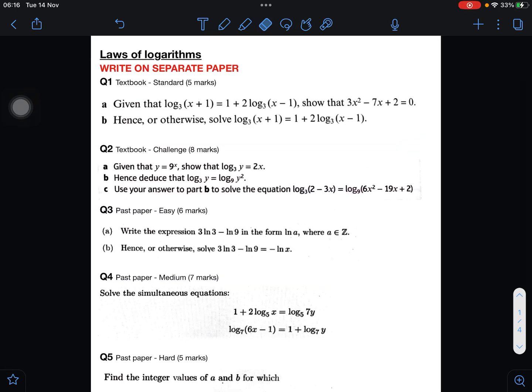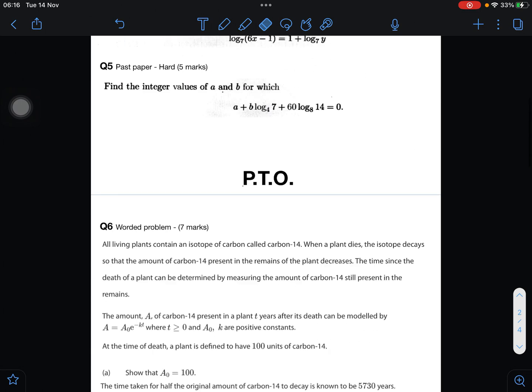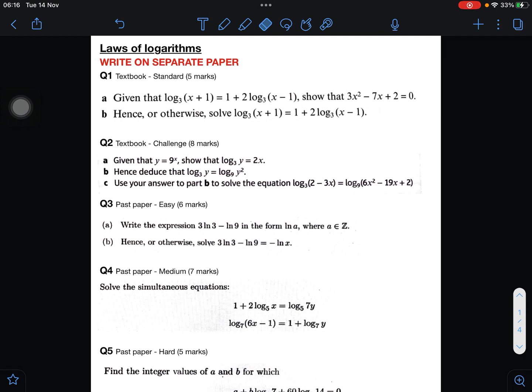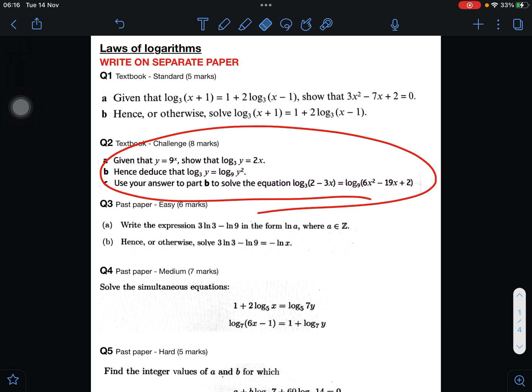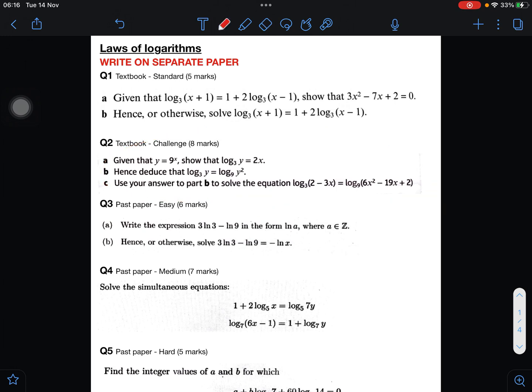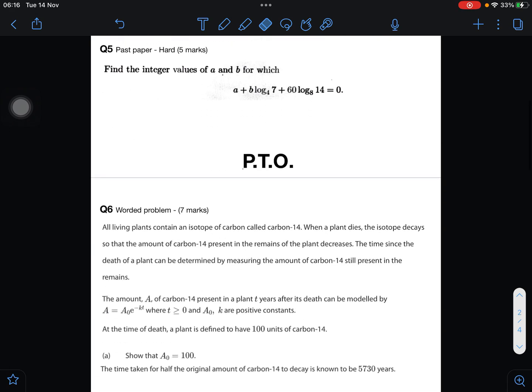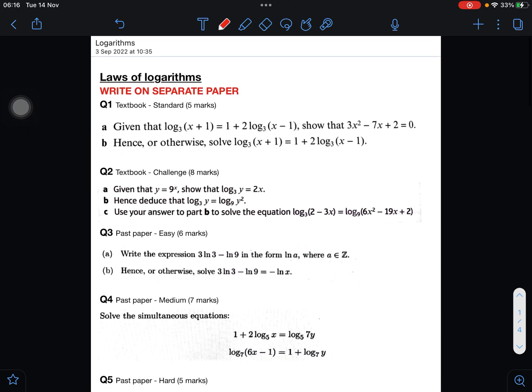I'm going to quickly go over the logarithms test, and we'll go over all 6 questions here, although you didn't have to do question 2 in the test, but we'll go over it anyway. I tried to emphasize in the test the difference between textbook questions and past paper questions, and then every now and then you get a worded question, which are more fun. But let's do question 1 then.